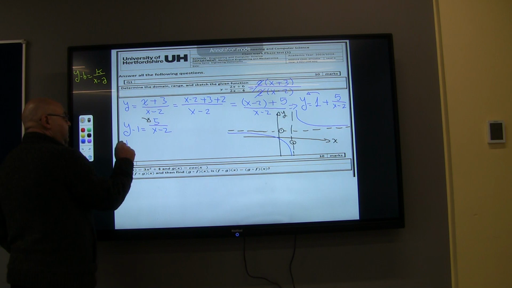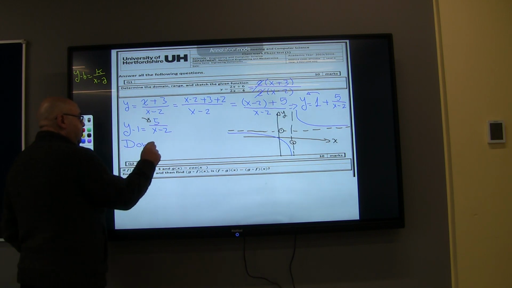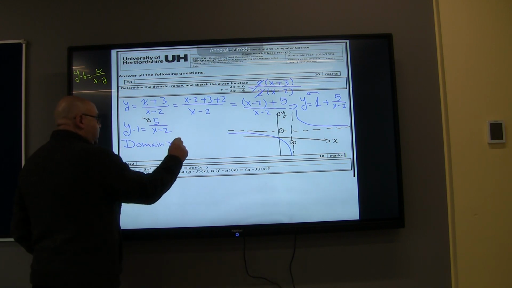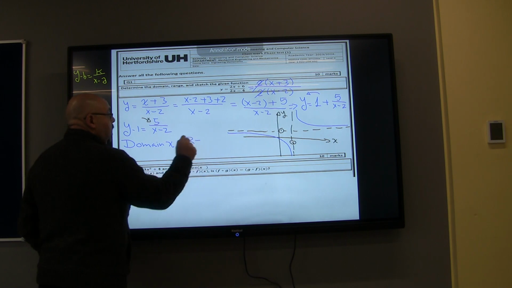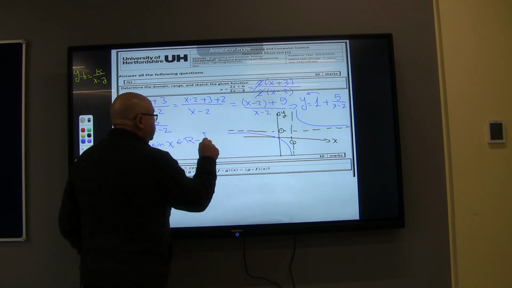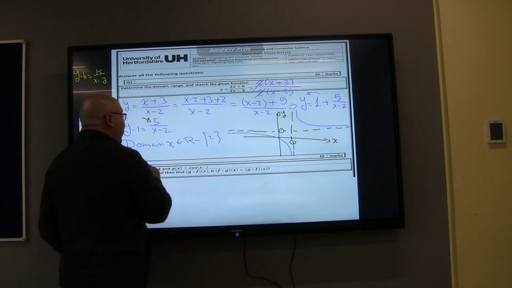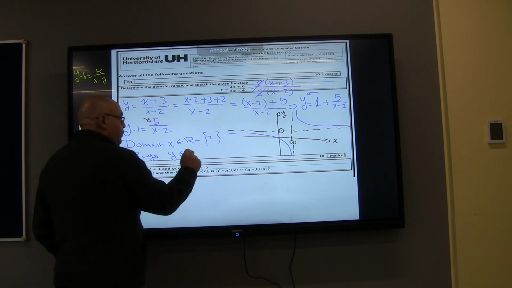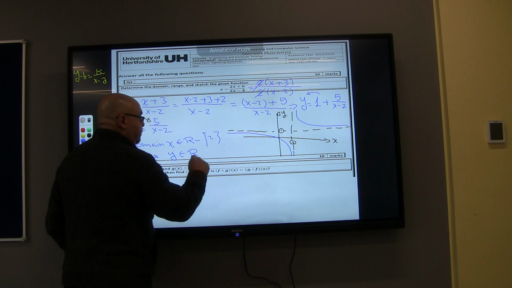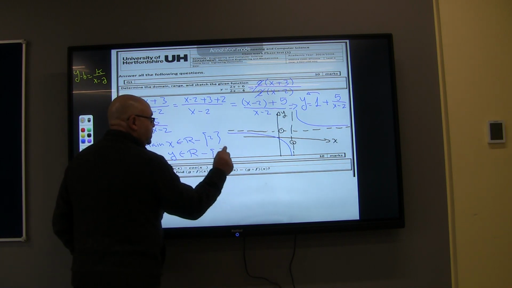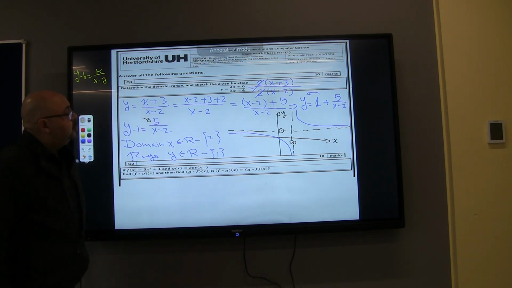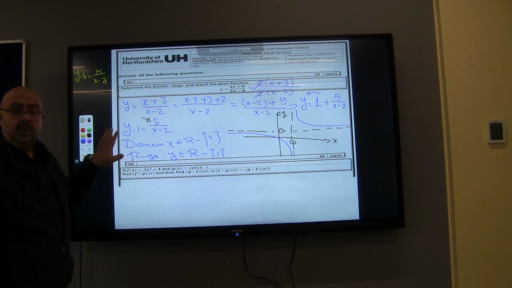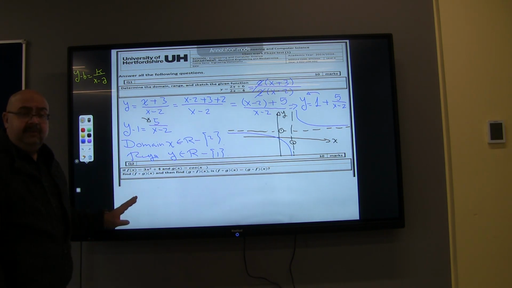Now I can simply write the domain. The domain is going to be x belongs to R except at 2. And the range also will be really, very simple: y belongs to all the real numbers except at positive 1. And this way you will have all your marks. It's really, very simple questions.